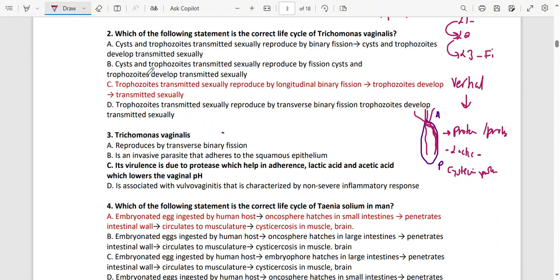You can see our answer here is trophozoite. So which of the following statements is correct about Trichomonas vaginalis? Trophozoite transmitted sexually, reproduced by longitudinal binary fission. Look at the option with a cyst and trophozoite transmitted sexually: about cyst, no, it's just a trophozoite, which is the infective form. That is the one that is going to be transmitted and then it's going to undergo division. And then option B has a cyst again. Option D, trophozoite transmitted sexually, it's not transverse binary fission but longitudinal. So that is that.